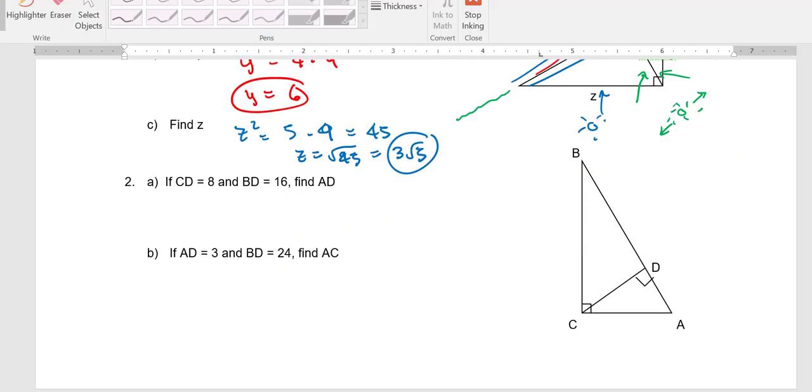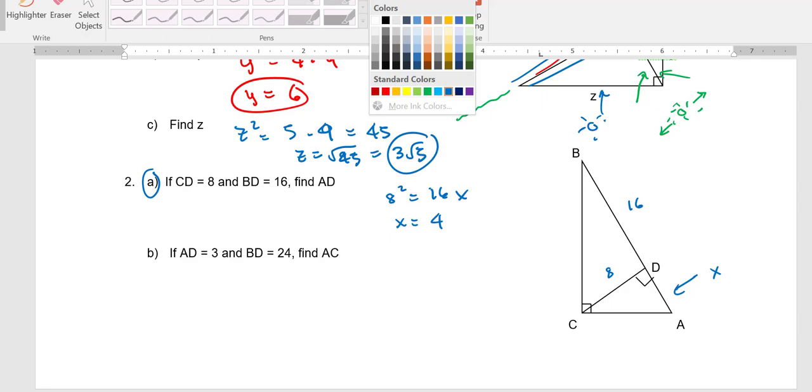Let's try another one here. So CD is 8, and BD is 16. I want to find AD. Let's call that x. So hopefully you can see that it's 8 squared is equal to 16 times x, or x will be equal to 4.